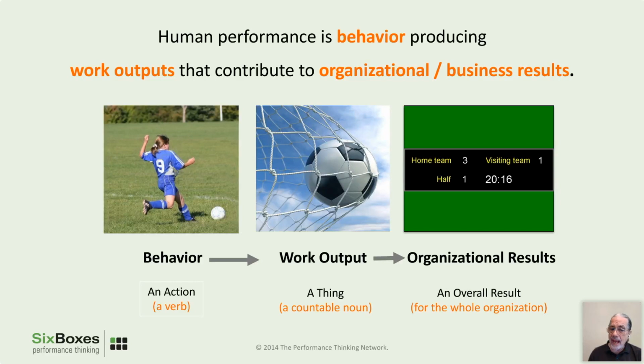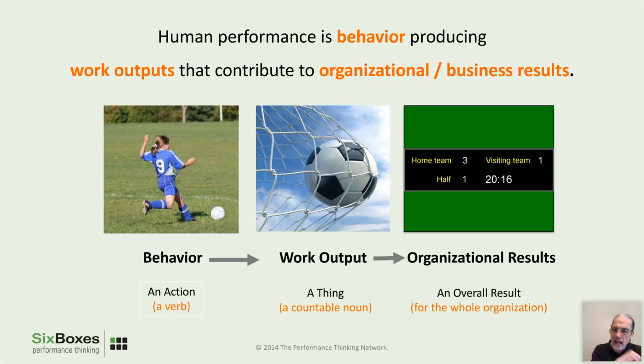She's behaving. It's an action. We reflect it with a verb, or we describe it with a verb. She's producing a thing. Ideally, either she or a teammate is going to produce a goal, a ball in the net. And if they do so, it contributes to the score or winning the game. So that's a simple model.